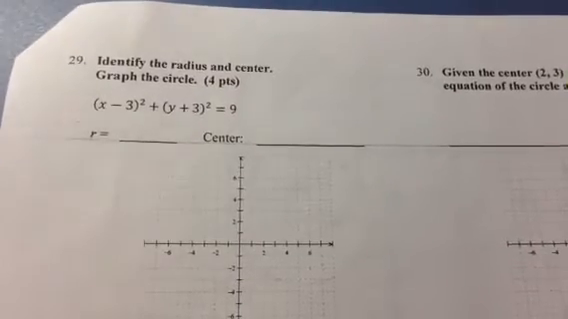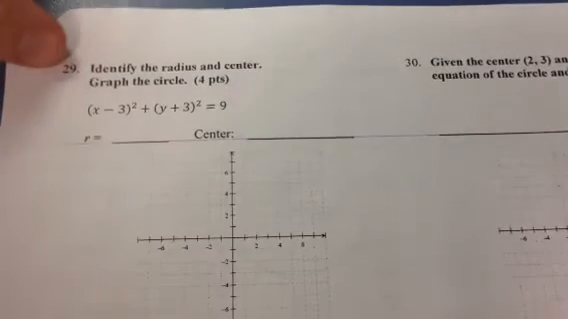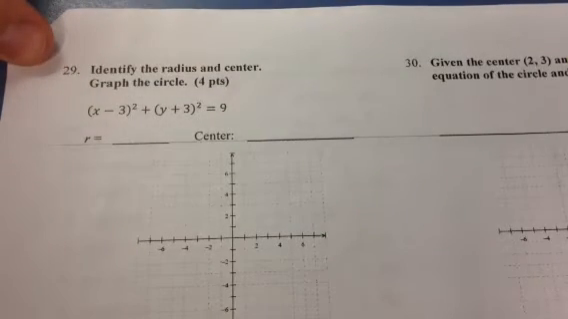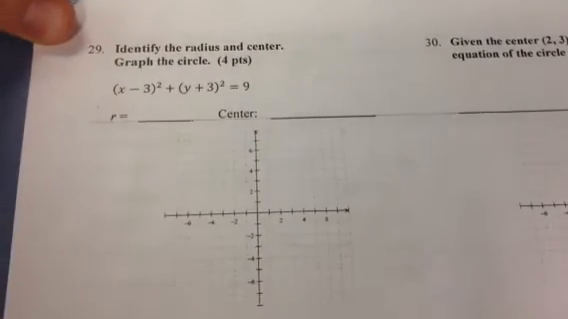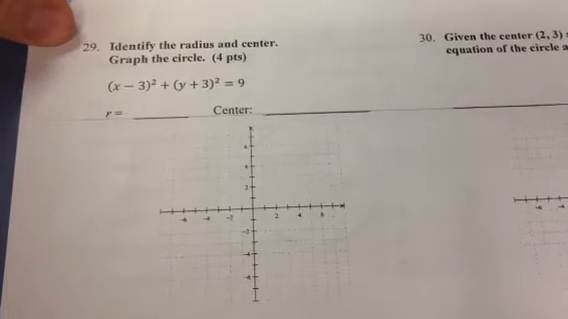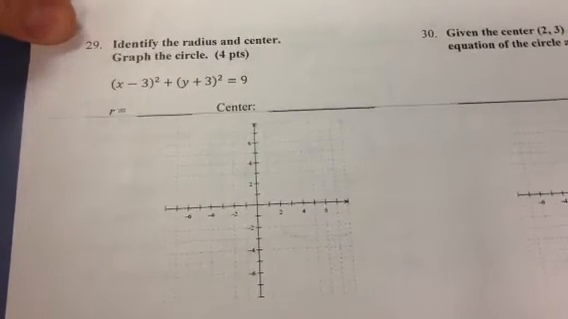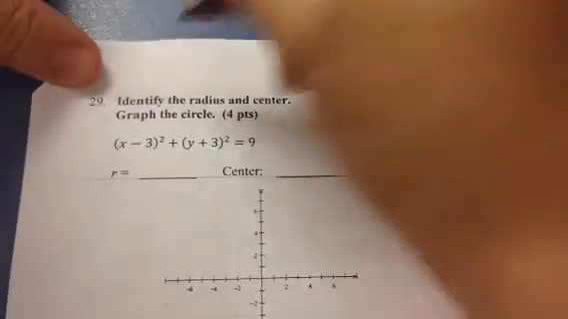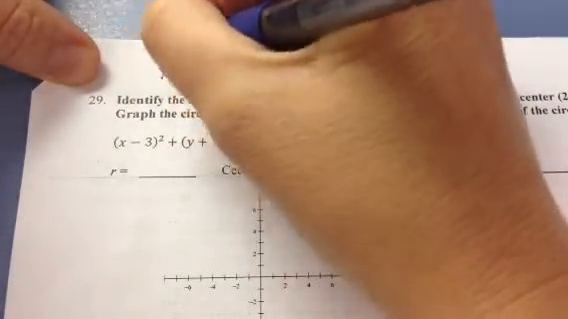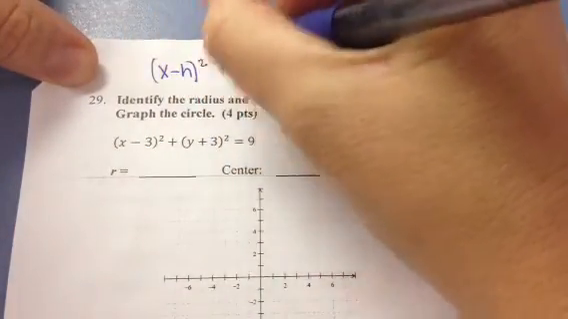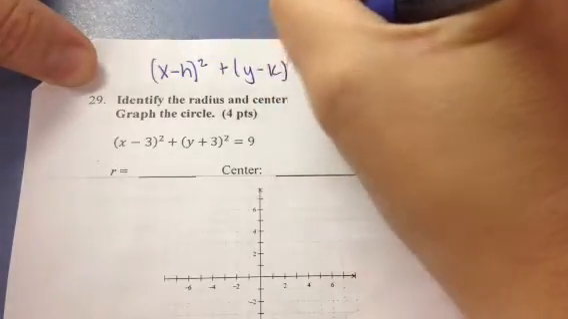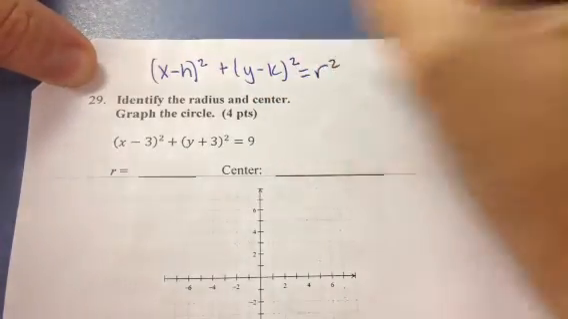All right, we're on page 3 of the study guide. Question 29, you're asked to identify the radius and center of the circle and then graph it. So I would always identify the radius and center first. Let's write up at the top, (x - h)² + (y - k)² = r².